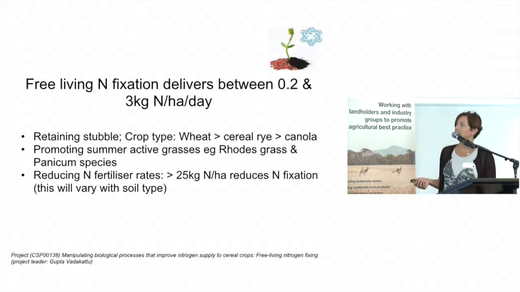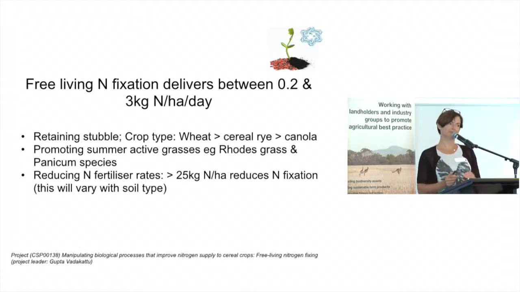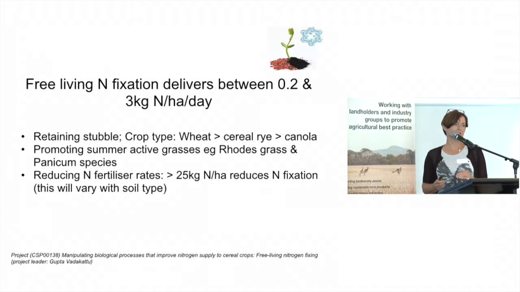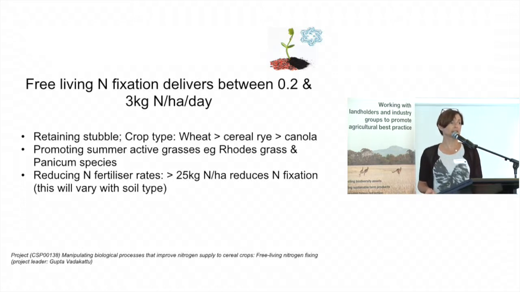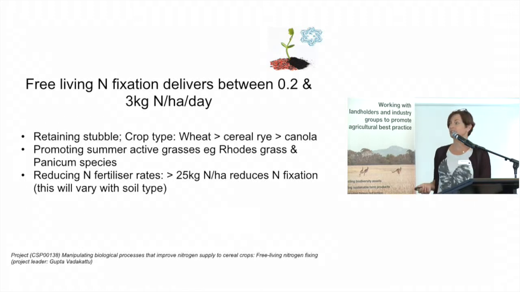Now that's a big range, but there's good reasons for why there's such a big range, and it's to do with factors such as clay content, water, and a few other biotic or abiotic factors. But we can control this a little bit by feeding the nitrogen fixers. They need a lot of carbon. They need 10 grams of carbon to fix 1 gram of nitrogen.